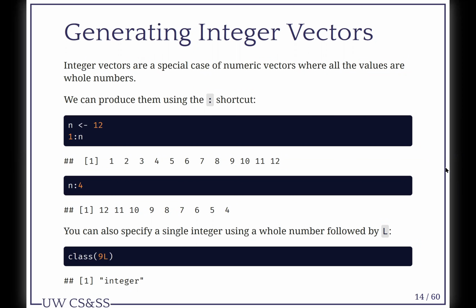You can also specify a single integer using a whole number followed by a capital L. It might not be immediately obvious why you would want this instead of just the number 9. I often just use the number 9. There are very few functions where it's going to ask you for an integer, and this is how you would tell it. This 9L is an integer and not 9.0000.